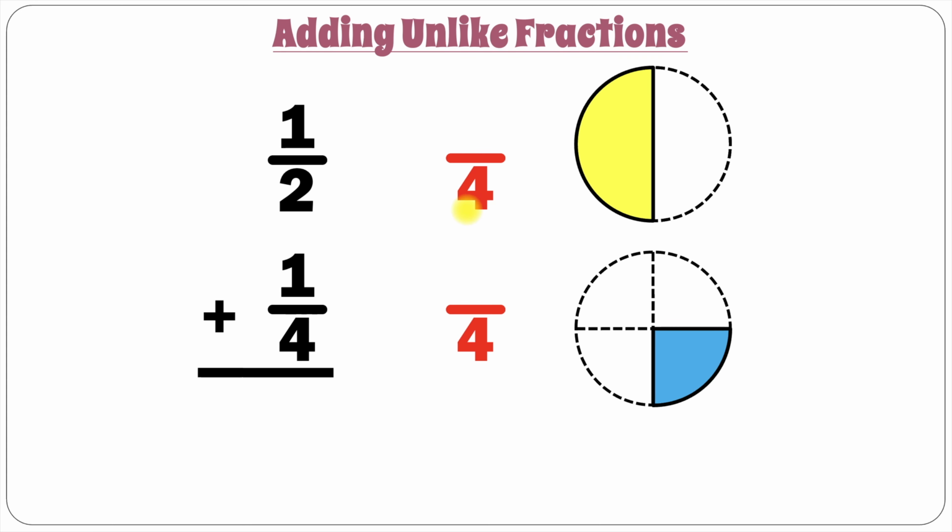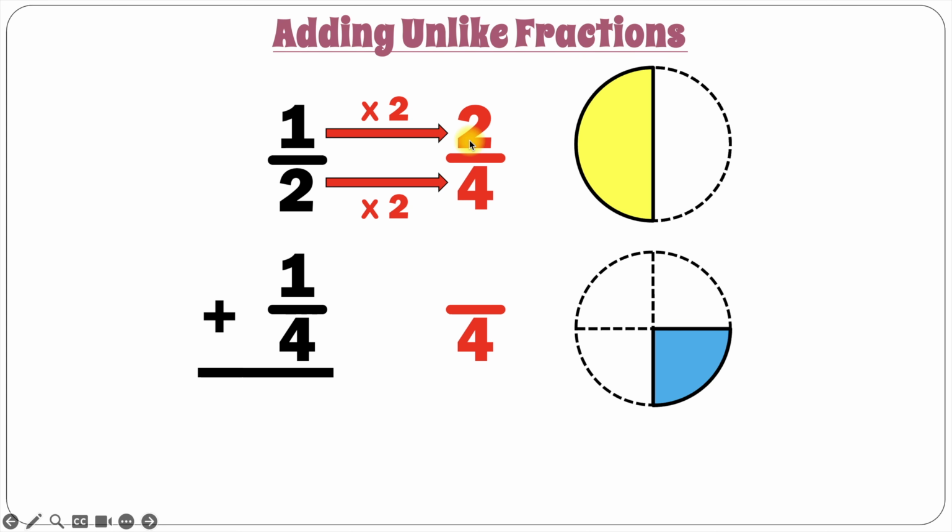And step 2 was to use the LCD to create equivalent fractions. So basically, we're turning this 1/2 into a fraction that has a 4 in the denominator. And what can we multiply 2 by to get 4? Well, that would be times 2. And since we're multiplying the bottom of the fraction by 2, we'll do the same thing to the top of the fraction. That means we're going to have 1 times 2. And that equals 2.